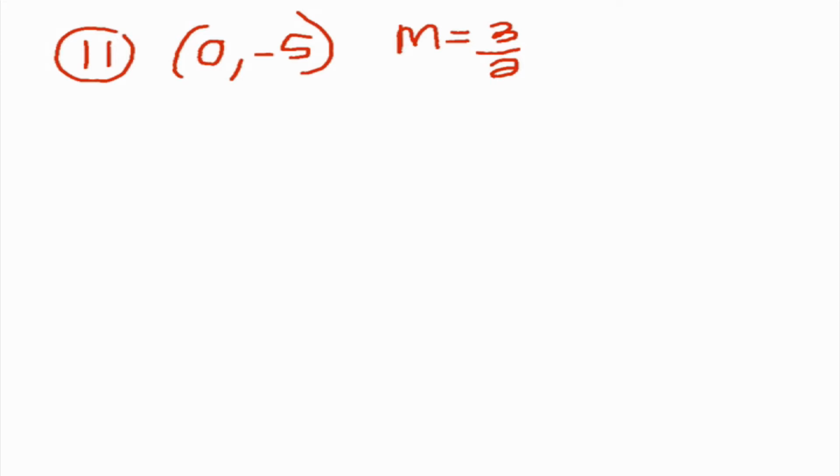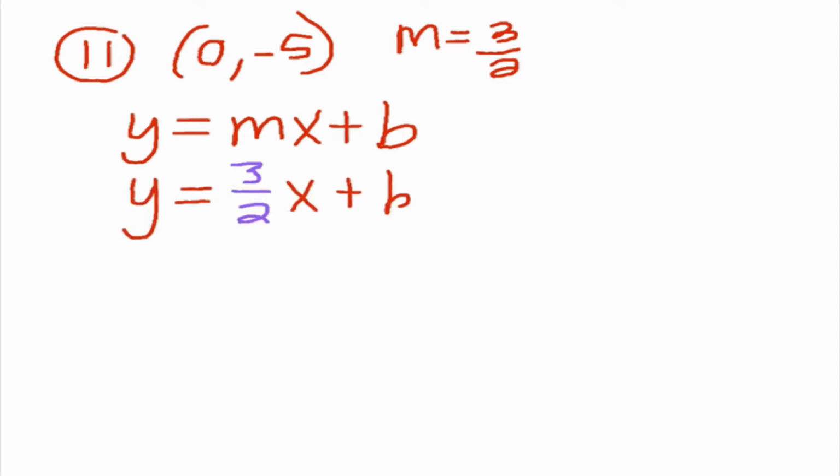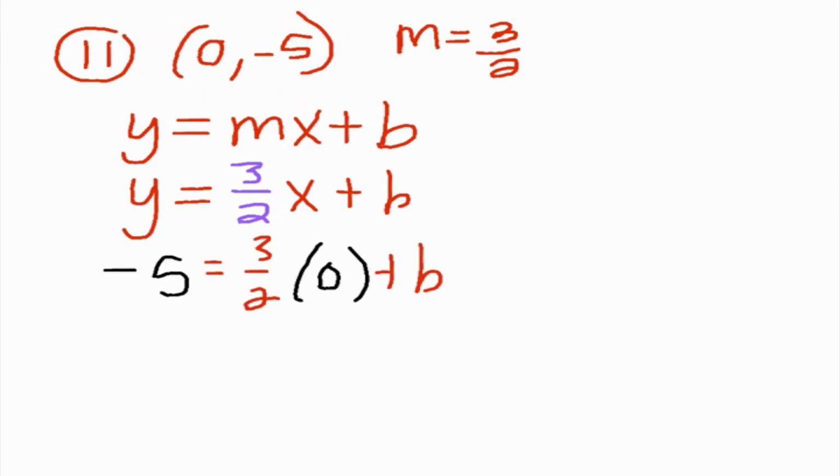So looking at number 11, I'm going to start by writing y equals mx plus b. We already know the slope, so I can go ahead and substitute that in. Now, in order to know the equation of the line, I need to figure out what b is. So I'm going to substitute in 0, negative 5 for x and for y. So I have negative 5 equals 3 halves times 0 plus b. So negative 5 ends up being our y-intercept.